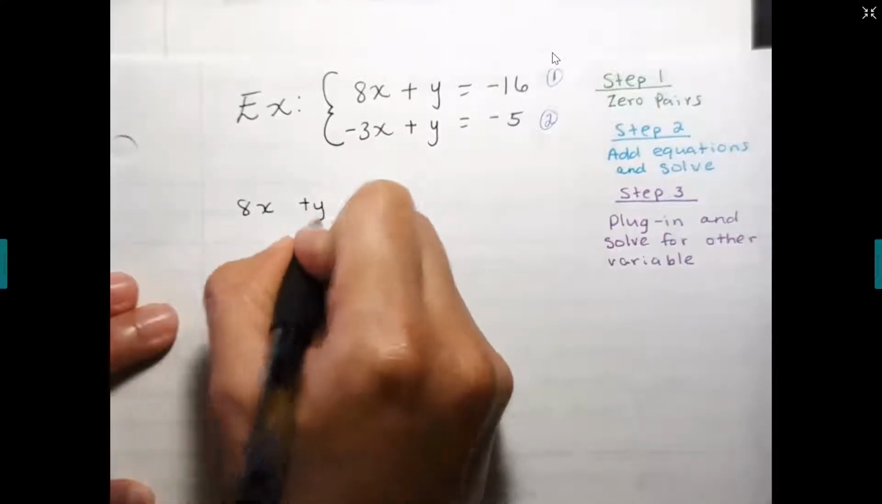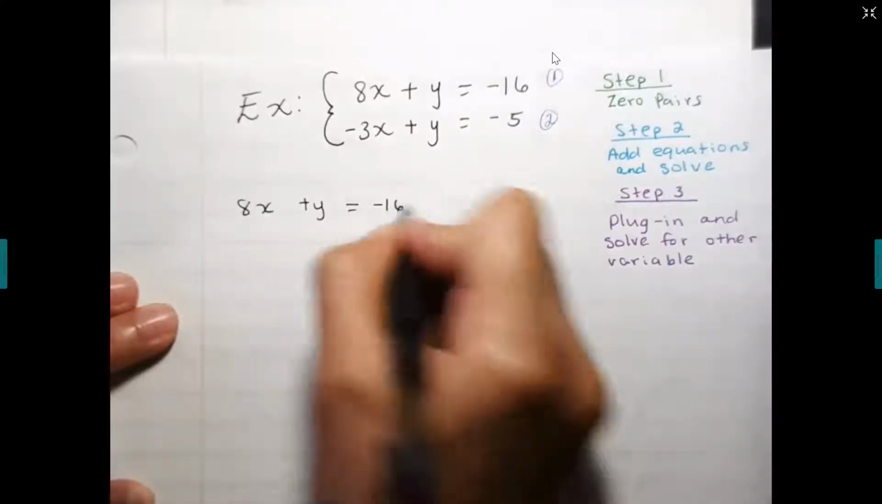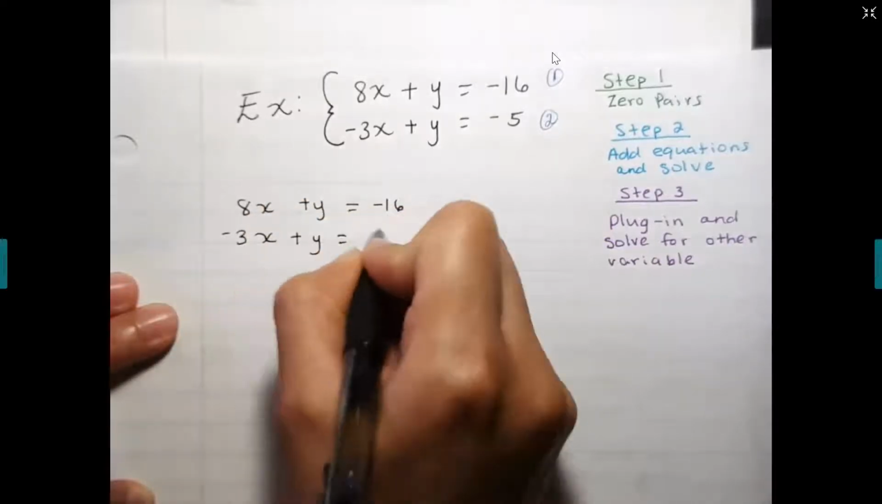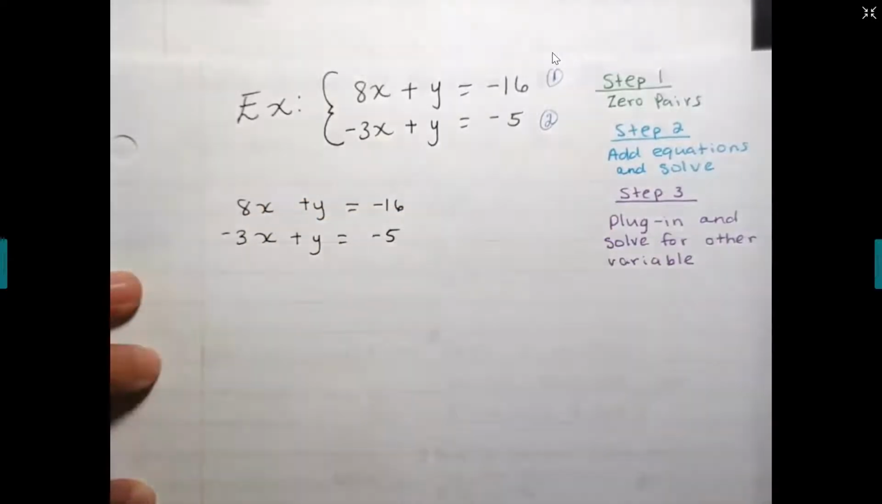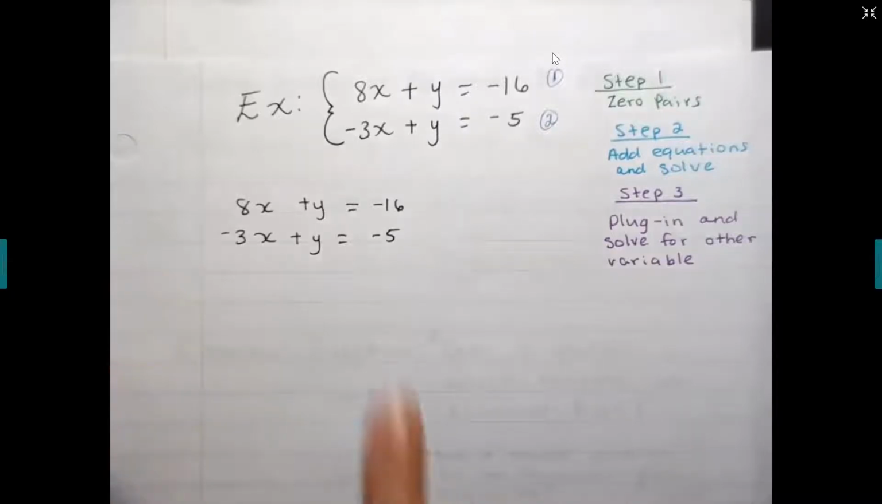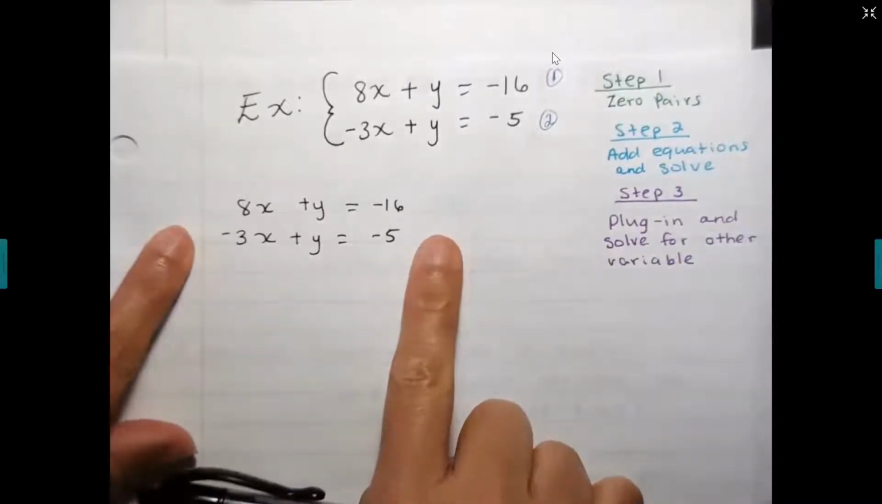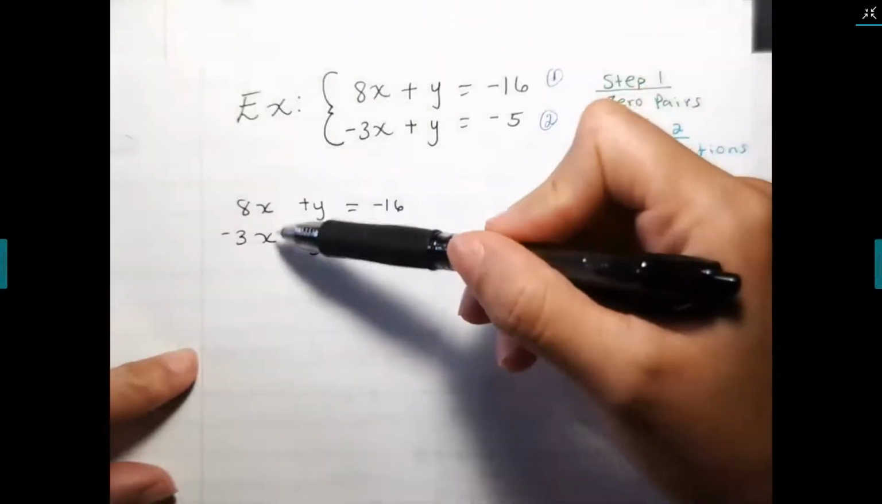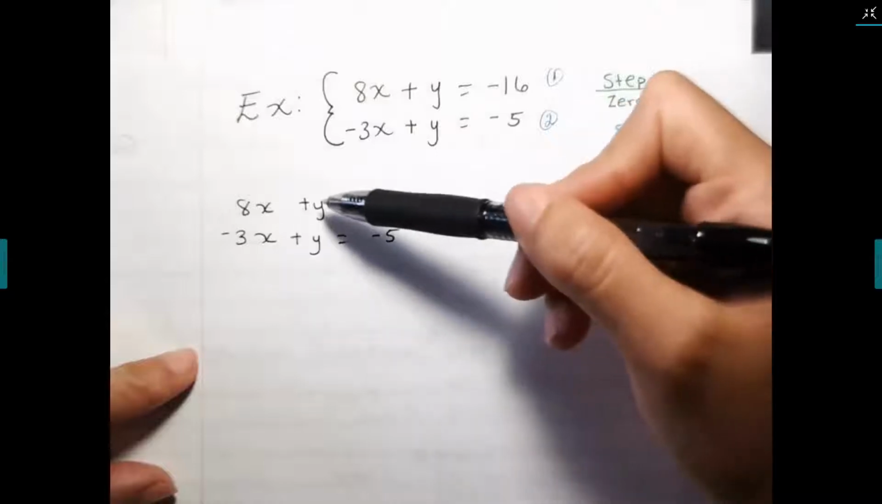8x plus y equals negative 16. Negative 3x plus y equals negative 5. All right, so I just copy it so that I can start out doing all my writing here. All right, so as I inspect this system of equations, I always have a choice. I can either choose to eliminate x or I can choose to eliminate y.